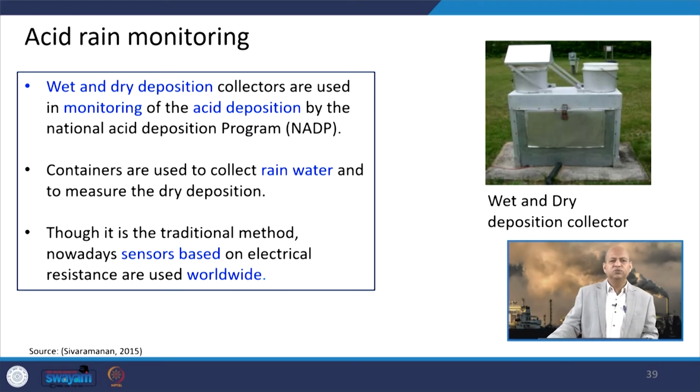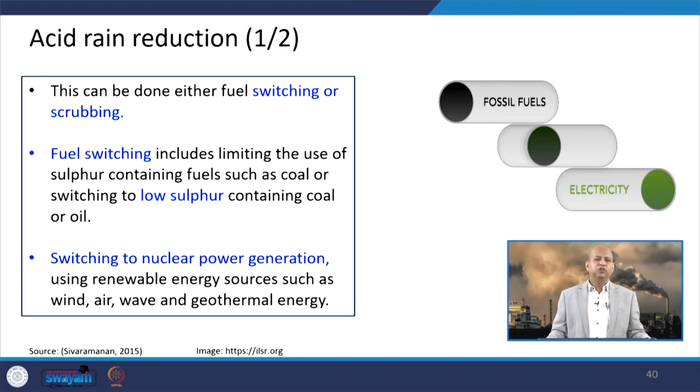These are the traditional ways which I was talking about, but nowadays sensor based electrical resistance methods are used worldwide, which can give quick results. And if you want to reduce acid rain, then naturally we have to cut the burning of fossil fuel, or switch the fuel, or scrub. That means we have to control the emissions of SOx and NOx kind of gaseous exhaust gases. Otherwise, if they go into the atmosphere, then they will result in acid rain.